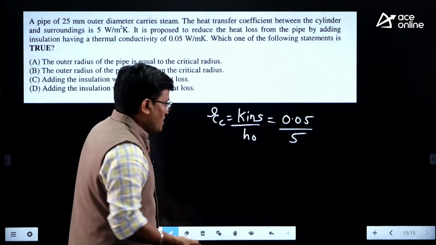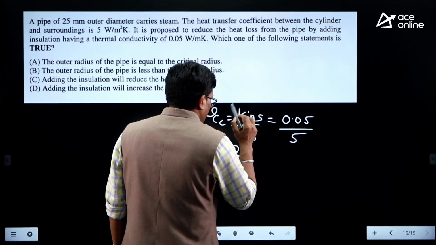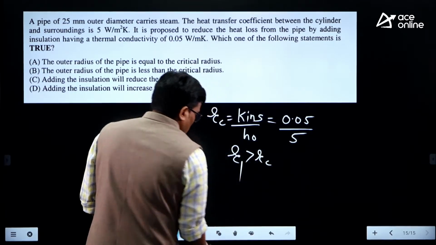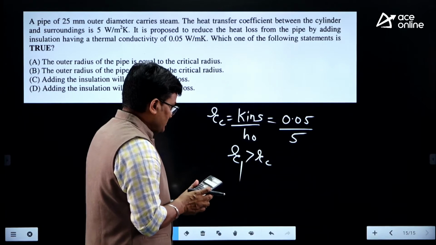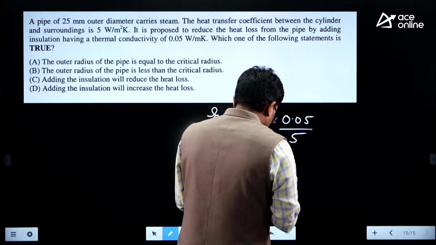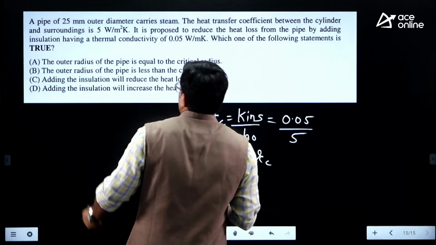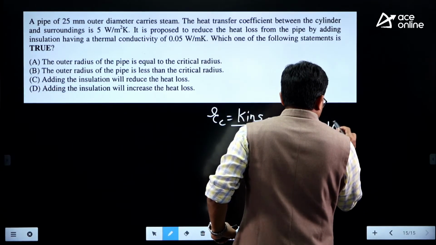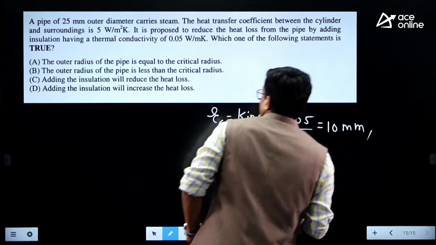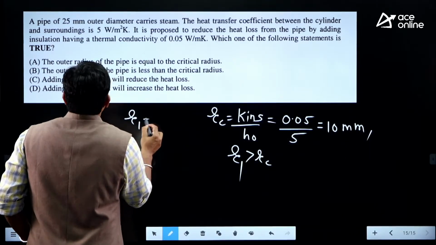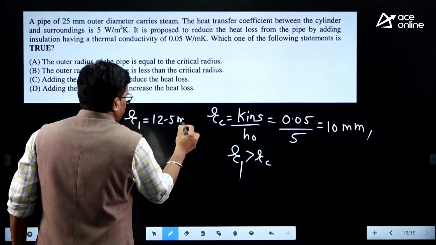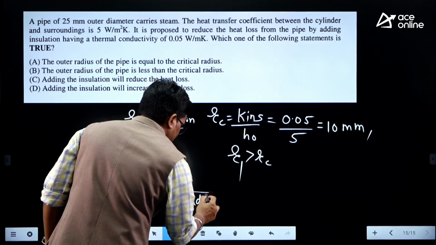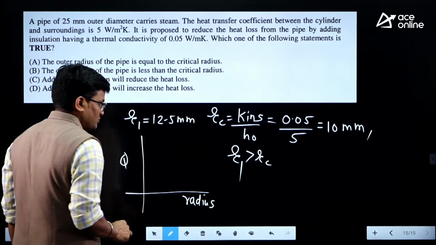So please listen. Now in this case what happened, your manufacturing radius is greater than RC. So now this one, this is 12.5, this is I think 10 mm, and your original radius is 12.5 mm. So make sure that this is the graph, this is radius, this is Q. So check.